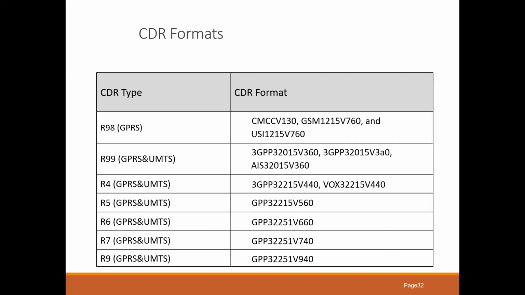These are different formats of the CDRs. You have R98 for GPRS, R99 for GPRS, UMTS. So all the different CDR formats are those that are recognized by your billing system. These are usually standard ones, and these can be discussed based on what your billing system supports.